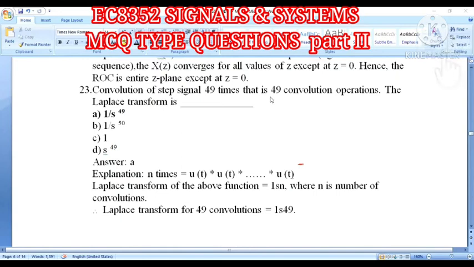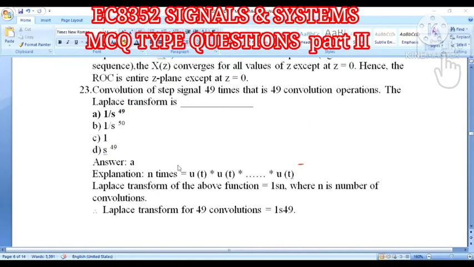Next question: convolution of the step signal is performed 49 times, that is 49 convolution operations. So what is the Laplace transform? Option A is 1 by s to the power of 49, option B is 1 by s power 50, option C is 1 by s power 49. So 1 by s power 49 is the correct one.